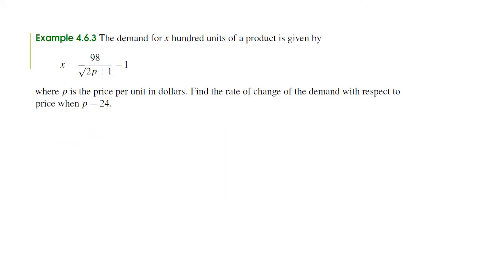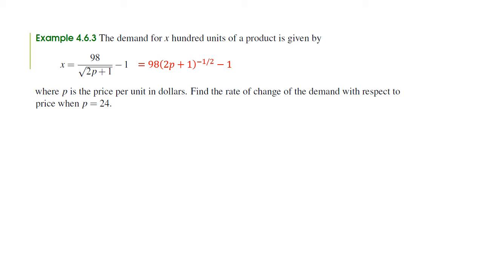Look at this example. x is the demand function, which depends on p, the price per unit, and is given by 98 divided by square root of 2p plus 1, minus 1. Square root of 2p plus 1 is a composite function, so we need the chain rule. Rewrite it as a power function, 98 times 2p plus 1, to the power of negative 1/2, minus 1. Find the rate of change of the demand with respect to the price p, when p equals 24.